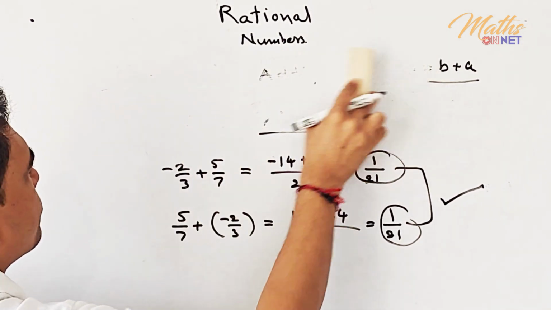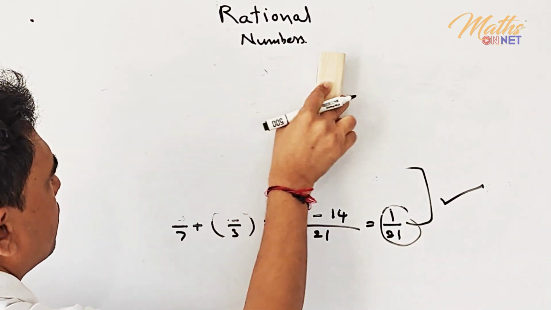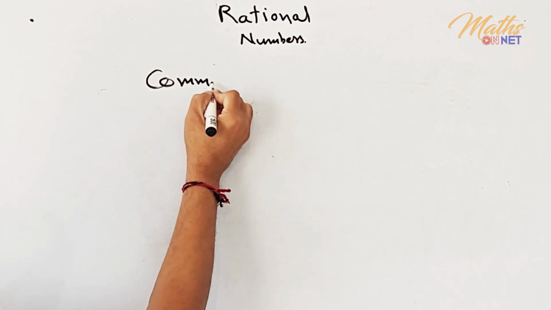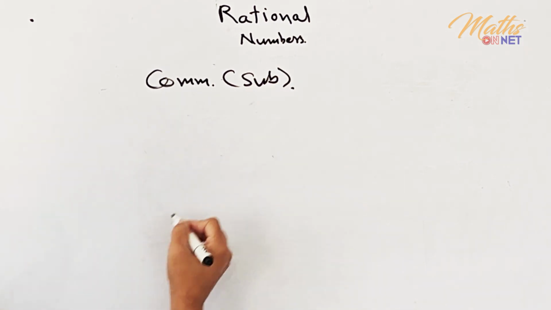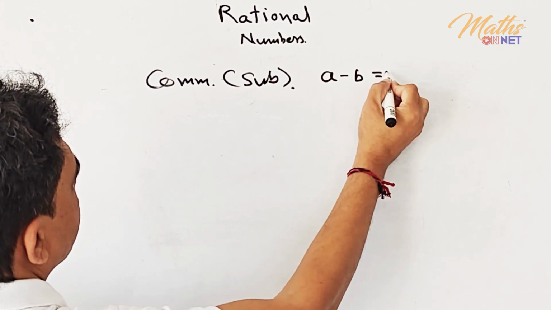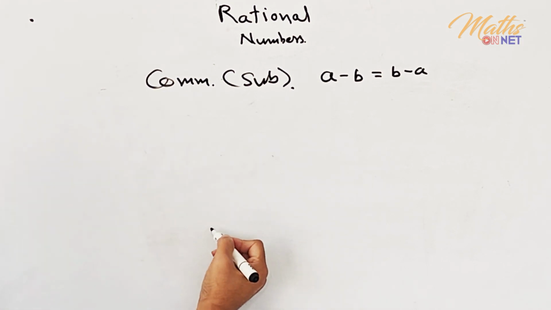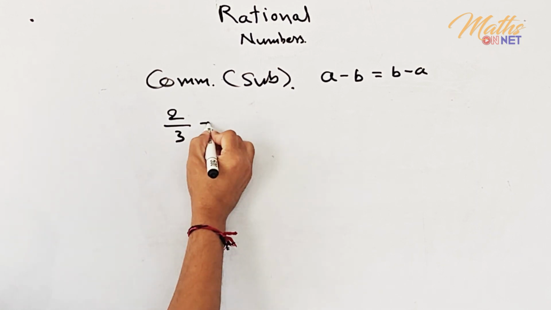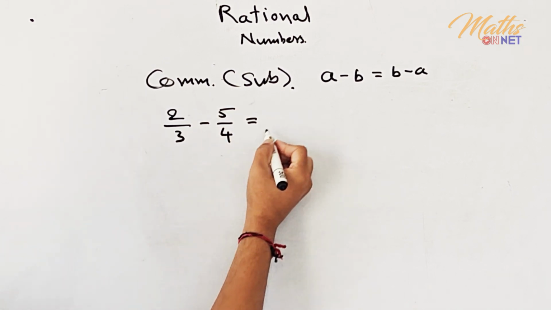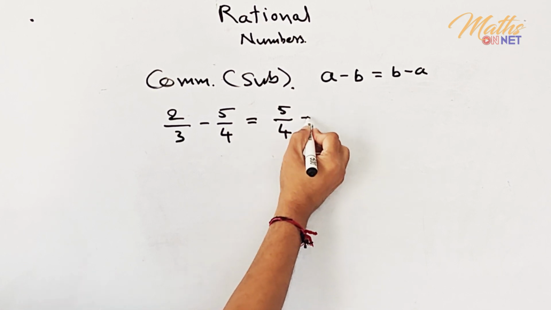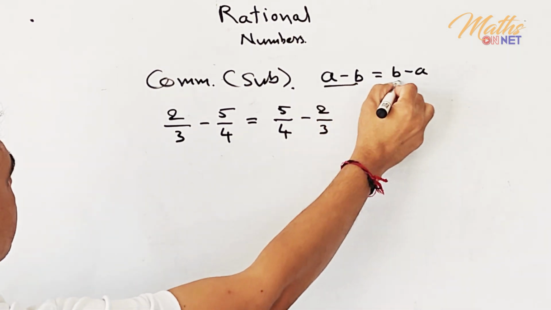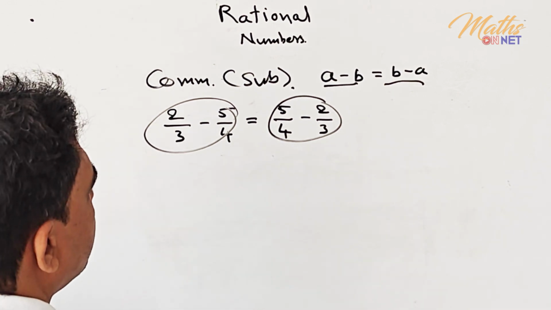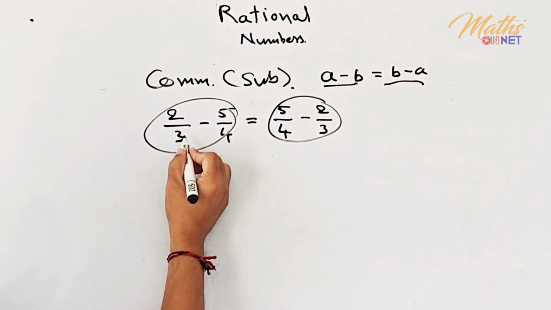Now, we'll move to the next property. Let's see if this is true for subtraction. Let me erase all this. So, let's try the commutative property for subtraction. And here we are trying to prove if A minus B is equal to B minus A or not. So let's take an example. For example, 2 upon 3 minus 5 upon 4, if this equals 5 upon 4 minus 2 upon 3. So we are trying to figure out this combination. If this solution and this solution come out equal, then the commutative property for subtraction is true. If not, then it is not.